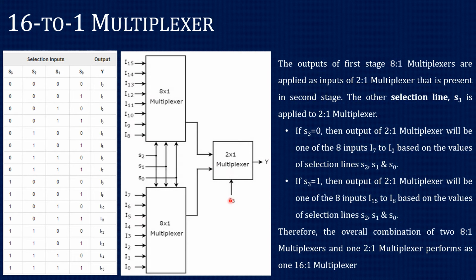That is, if S3 is equal to 0, this multiplexer's output will be connected to the final output. And if S3 is equal to 1, the output from this 8 by 1 multiplexer will be connected to the final output line. Therefore, the overall combination of two 8 by 1 multiplexers and one 2 by 1 multiplexer performs as one 16 by 1 multiplexer. The truth table of this 16 by 1 multiplexer is shown here.